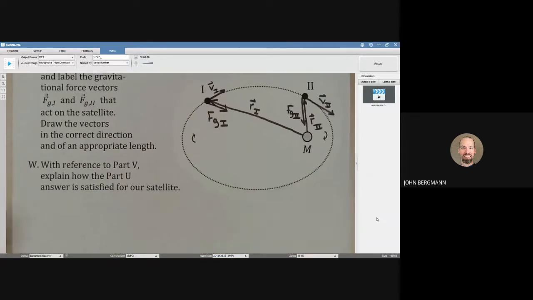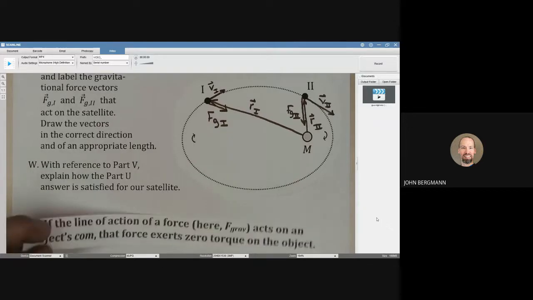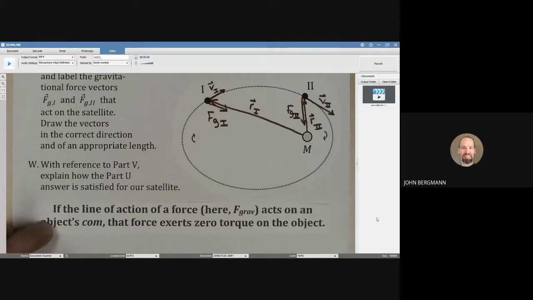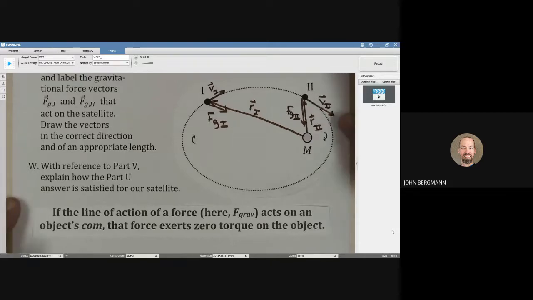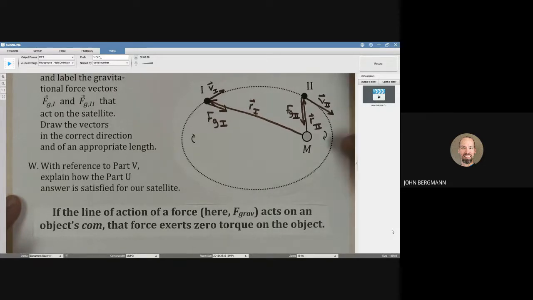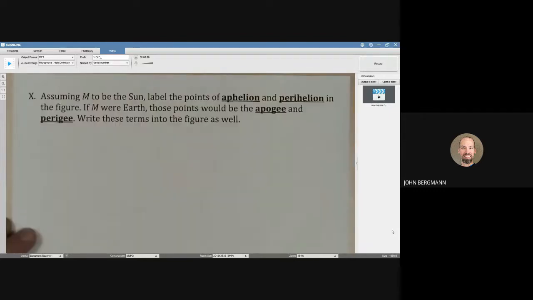And does this show that there's no net torque on the system? And the answer is it does. If the line of action of a force, in this case gravity, acts on an object's center of mass, that force exerts zero torque on the object. So as this planet goes around the sun, there is no net torque. And for that reason, the angular momentum is conserved. So not only is mechanical energy conserved here, but angular momentum is also conserved.